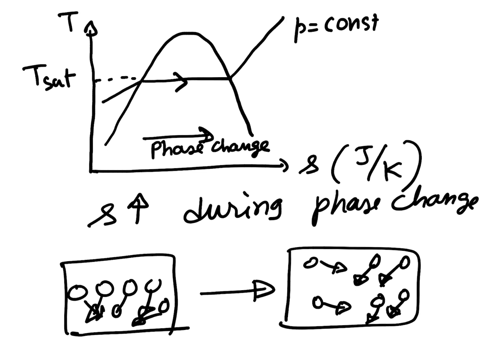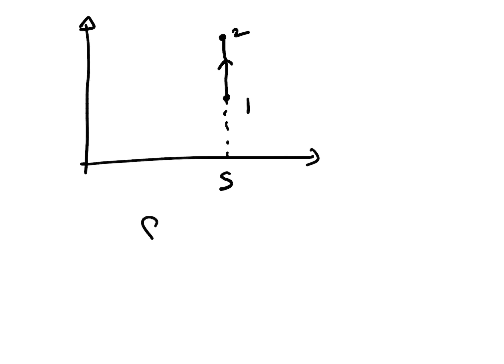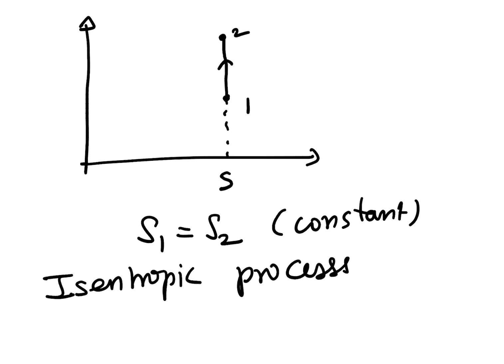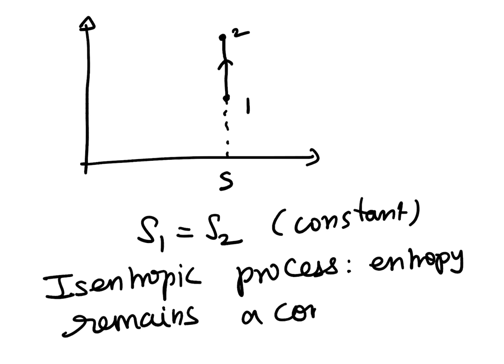You can also think of a process in which entropy remains constant. So if you have a T-S diagram, let's say you have state 1 here, you can go up to state 2, and during this process the entropy remains constant, and such a process in which entropy is constant is called an isentropic process. This is a process in which entropy remains a constant. And when would that be true?